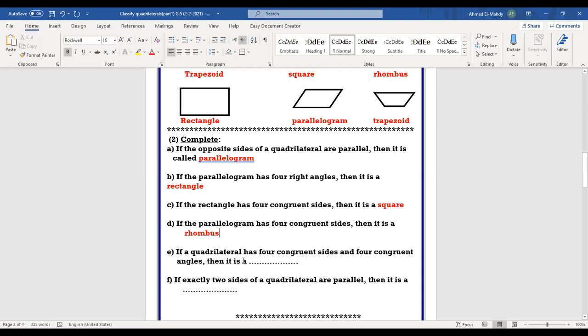E. If a quadrilateral, who can solve this? Yassin. If a quadrilateral has 4 congruent sides and 4 congruent angles, its sides are all equal and its angles are all equal. What is the name of this figure? The 4 sides are equal in length and the 4 angles are equal in measure.